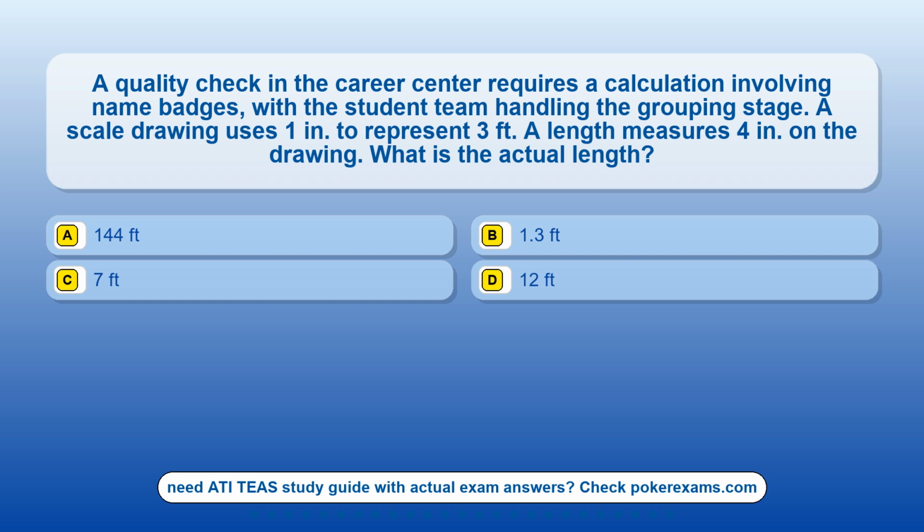A scale drawing uses 1 inch. To represent 3 feet, a length measures 4 inches. On the drawing, what is the actual length? Option A, 144 feet. Option B, 1.3 feet. Option C, 7 feet. Option D, 12 feet. The correct answer is option D, 12 feet.